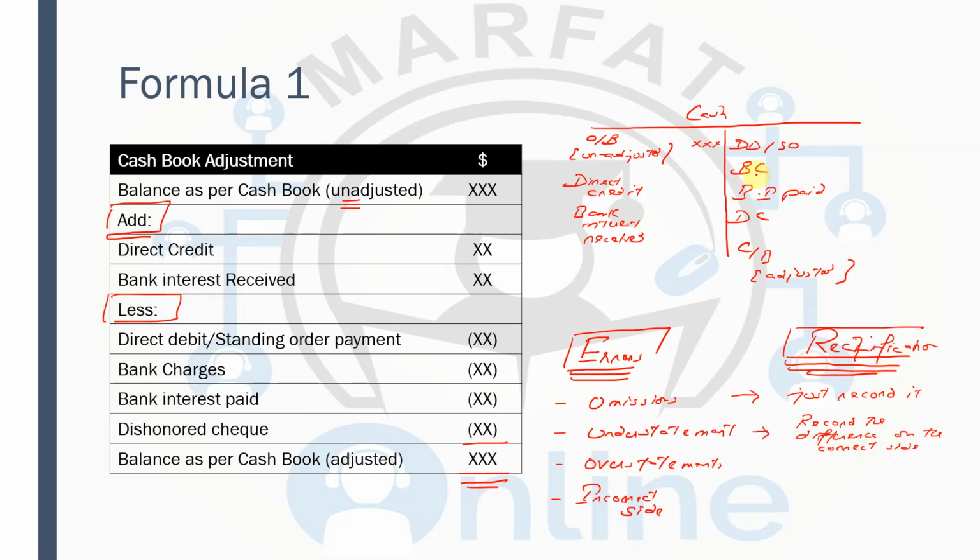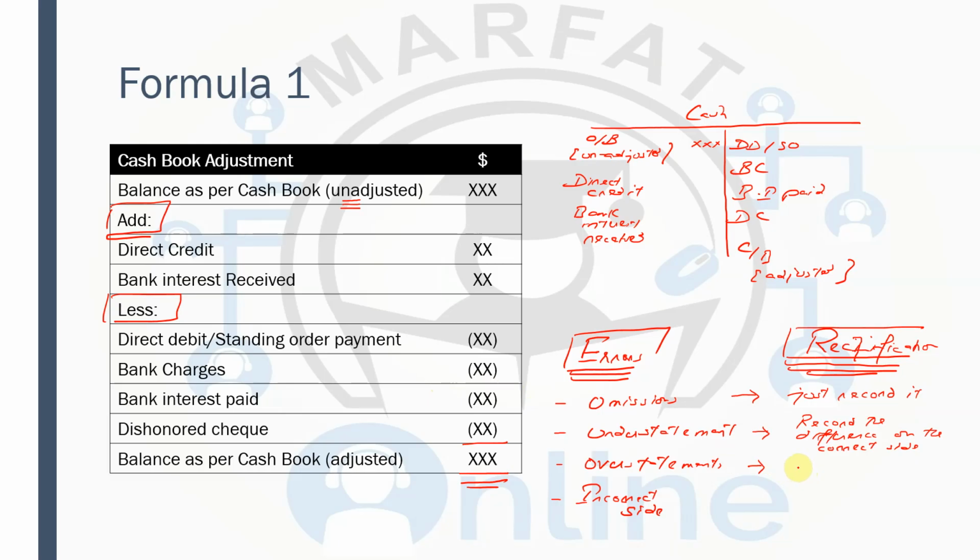Like for example, bank charges, you recorded it less. Now bank charges come on the credit side. For example, you recorded bank charges 50 lesser than the actual, so just write 50 on the credit side. Or if you're doing it in the statement form, just less or deduct 50 from here.